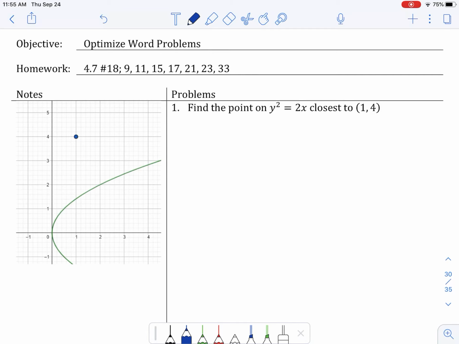All right, welcome to your last lesson for the day. We are going to talk about optimization, and I've assigned here a variety of optimization problems.